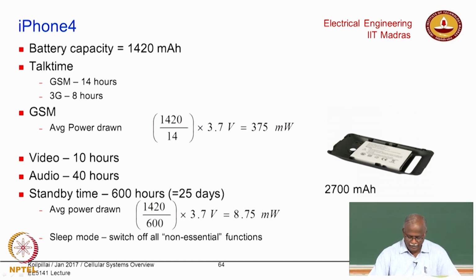On the other hand, standby means you are just connected to the network but not making or receiving phone calls, and the standby time is also specified. Even some 10 years back, the standby time was already 25 days. 25 days is 600 hours, which means only 8.75 milliwatts of power are being consumed by your phone because it has turned off all the non-essential functions. But it's good to know how your phone is rated. How much is your talk time? If you're watching videos, what is your battery life? You can calculate approximately how much power is being consumed.